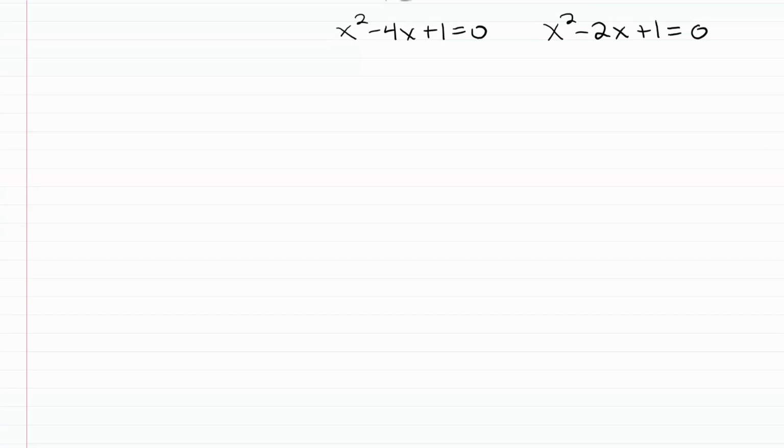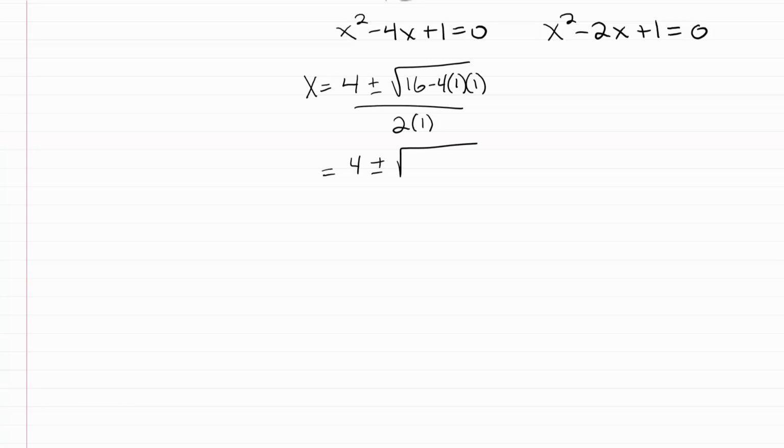All right, the first one is going to require that we use the quadratic formula because there's no way we can factor x squared minus 4x plus 1. So let's go ahead and say that x is equal to negative b, so it'll be plus 4, plus or minus the square root of the b term squared, that'll be 16, minus 4 times the a term times the c term, all over 2 times the a term. So that'll end up giving you 4 plus or minus the square root of 16 minus 4, or in other words 12, all over 2.